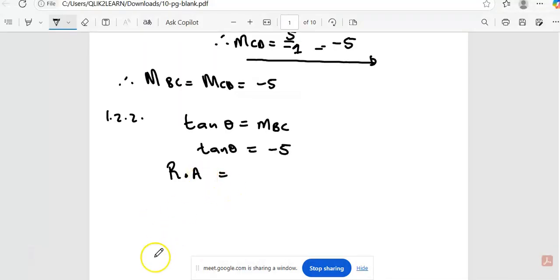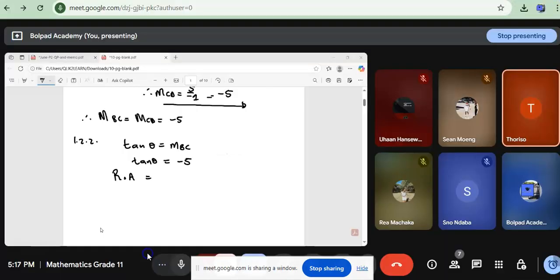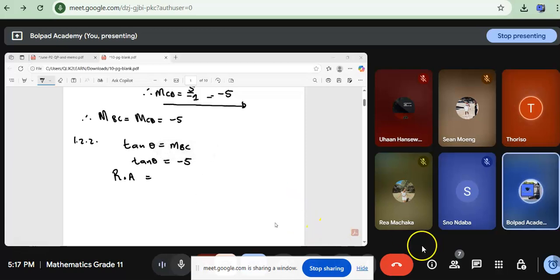Toriso? I did. Yes, sir. I'm listening. I did shift tan, meaning I transposed the tan. I took it to the other side, so I was like shift tan of -5. So it's tan to the power -1, then in brackets -5, which gives me -78.69. Then we're going to add 180. Okay, Toriso, that's very correct.